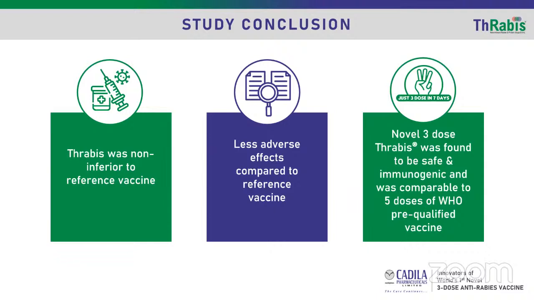About 9.9% of subjects in the recombinant rabies G vaccine, that is Travis, arm and 17.2% of subjects in the reference arm reported adverse events. That means the adverse events in Travis were almost half those of the other vaccine.